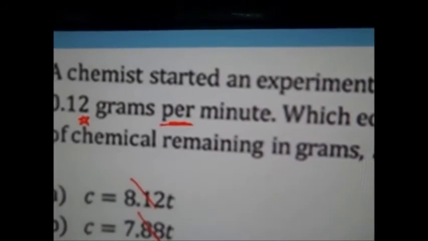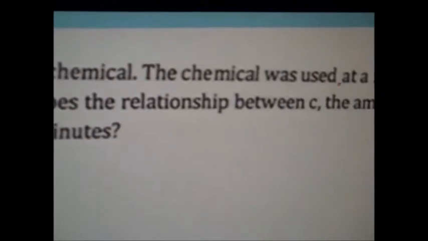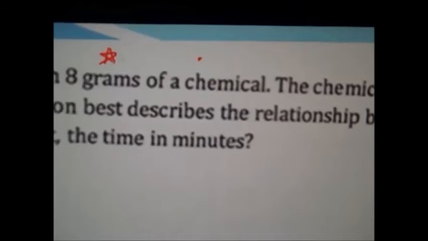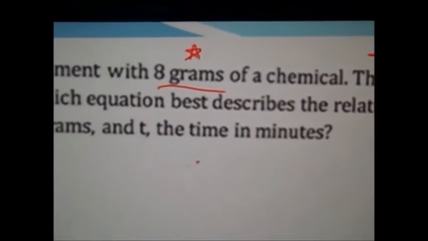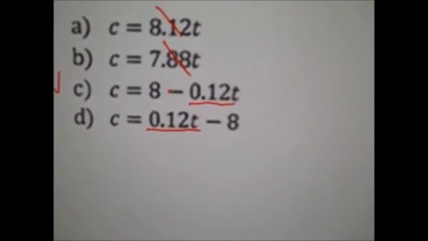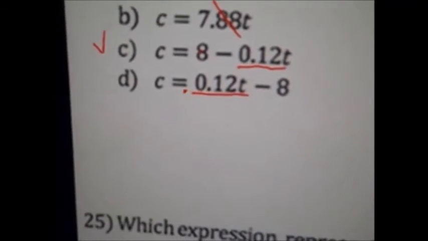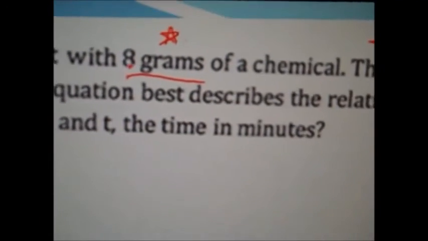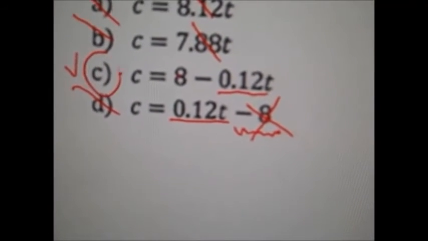It says it started with 8 grams. Started with 8 grams in the very beginning, and then a chemical is being used. That means reduced or taking away from the original 8 grams. That means subtract. And that means C is the best choice because you're subtracting from 8, which is what you started with at the beginning. And D would not fit because it doesn't start with negative 8, it starts with positive 8 grams. D is out, A is out, B is out, which leaves C.